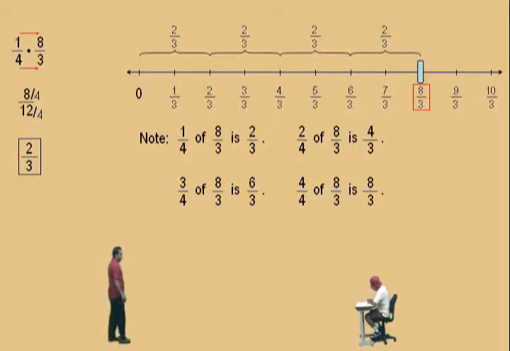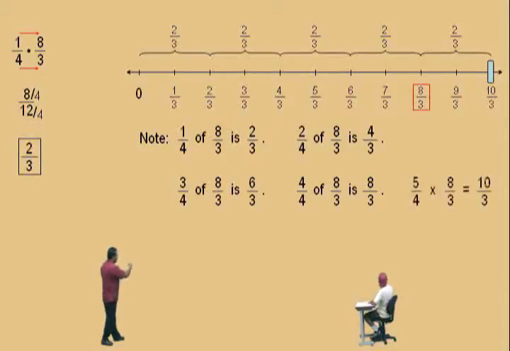All right. Now, here's a question for you, Charlie. If we add another 2/3, now, that should actually represent 5/4 times 8/3. See, look at this pattern here. 1/4 of 8/3 is 2/3. 2/4 of 8/3 is 4/3. 3/4 of 8/3 is 6/3. 4/4 of 8/3 is 8/3. And so 5/4 times 8/3 should be 10/3.